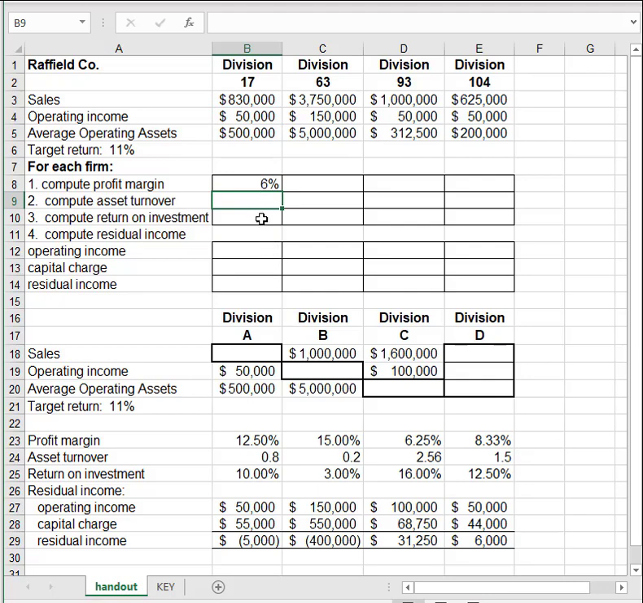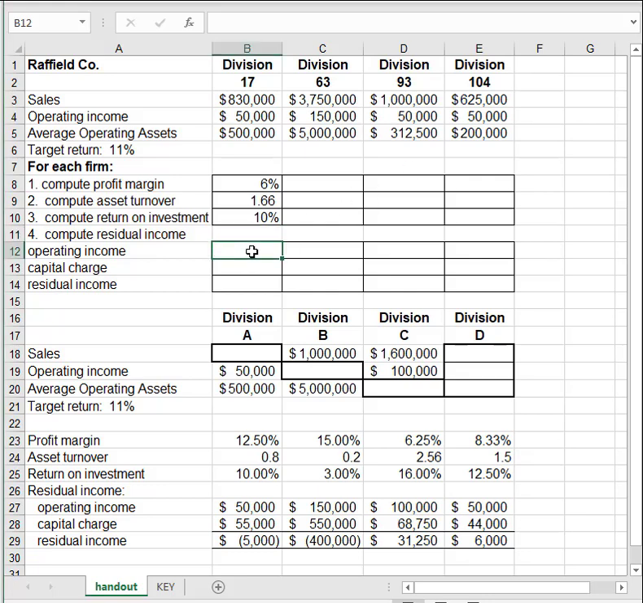And then asset turnover is sales over assets. It's expressed as a decimal, not a percent. Okay. Return on investment or return on assets is going to be your operating income or net income, depending on the version you're working on, over assets. And return on investment or return on assets, which is another name for the same thing, is expressed as a percent.